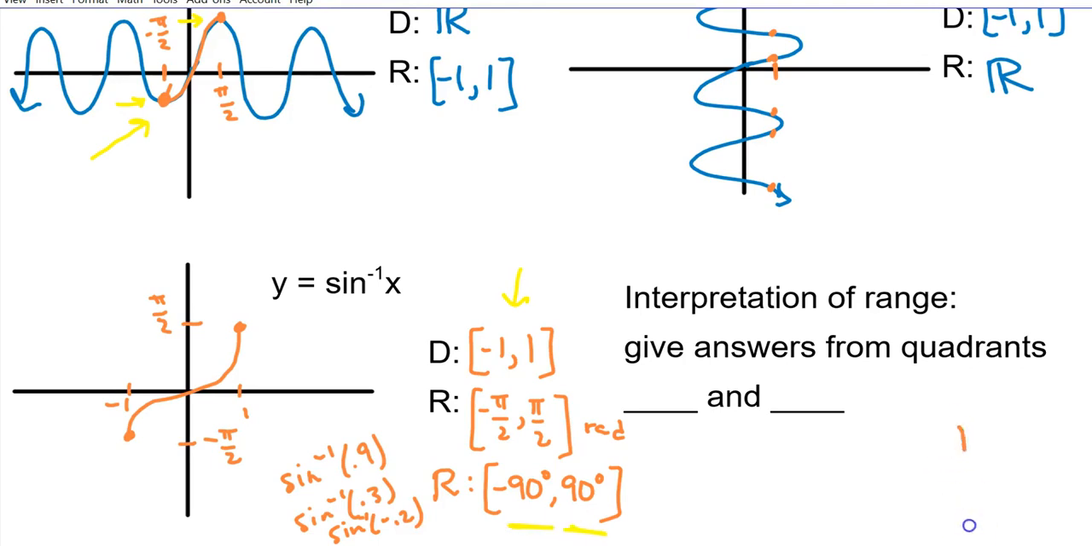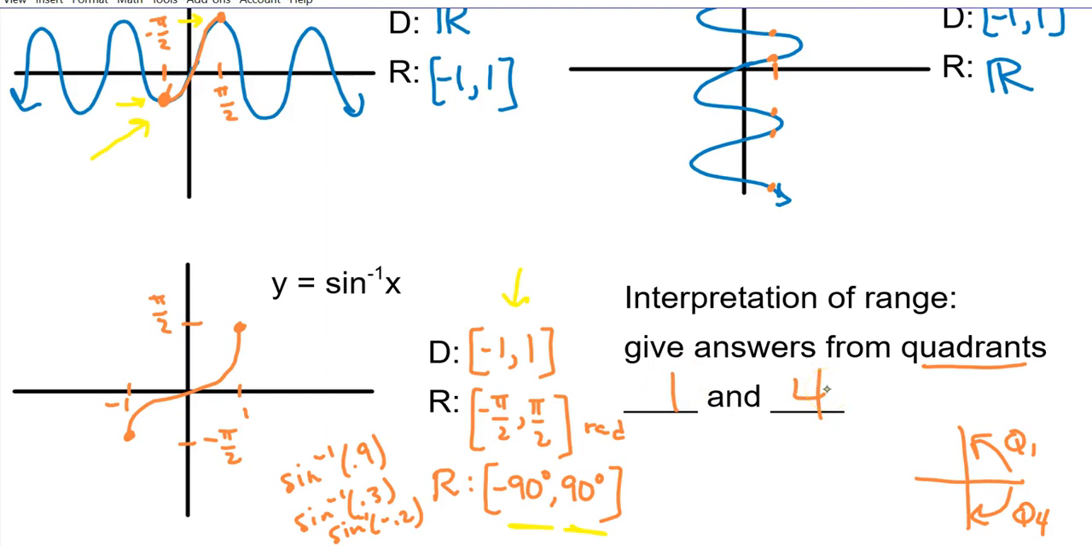Well, if you think about where that is on a coordinate system, between 0 and 90 degrees is quadrant 1, and between 0 and negative 90 degrees is quadrant 4. So to sum it up, your answers, your outputs, are going to be answers from quadrants 1 and 4.